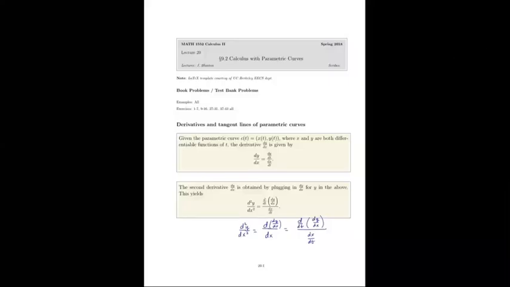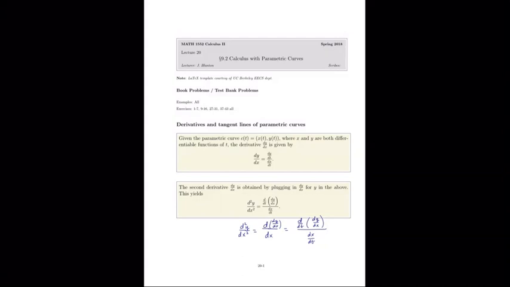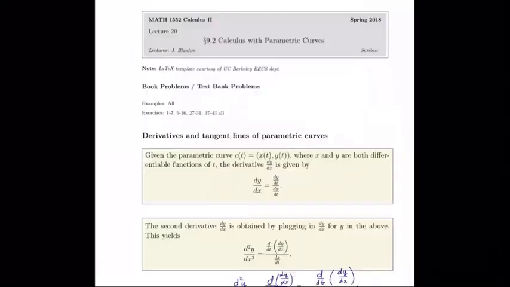In the previous section, we introduced parametric curves and did a little bit of algebra and some basic work with parametric curves. In this section, we'll talk about doing calculus with parametric curves. So the first thing we need to do is figure out what the derivative is, or define the derivative or a tangent line to a parametric curve.